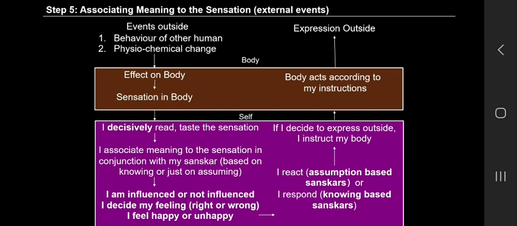So words are words. The same word in one region is considered bad, the same word in another region is considered okay. So it is not the word that is hurting me. It is my meaning. The meaning that I associate with that word, that hurts me. So that is what I need to be aware of. Right?